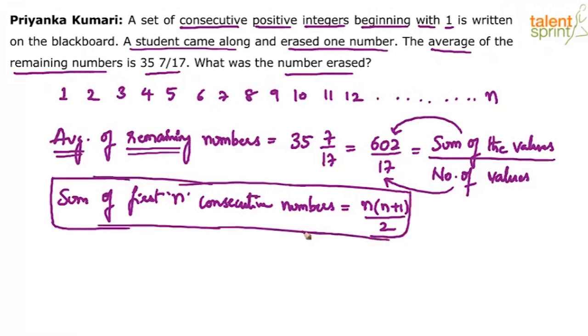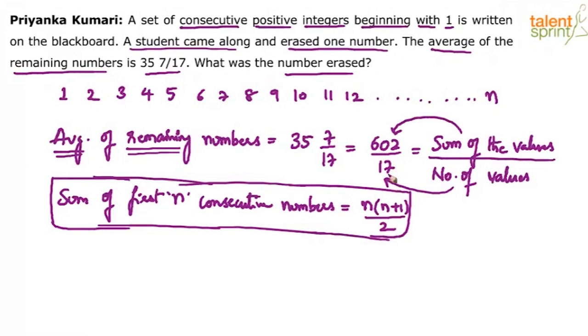So, if I assume that it was 602 by 17, there were 17 numbers remaining. That means originally there were 18 numbers. Find out the sum of the first 18 numbers: 18 into 19 by 2. Will 18 into 19 by 2 anyway be close to 602? Are you able to follow?